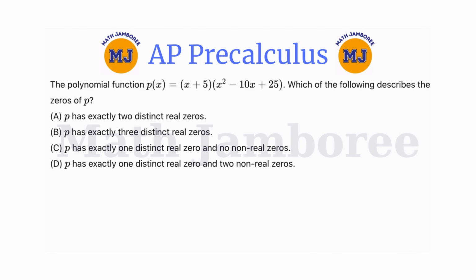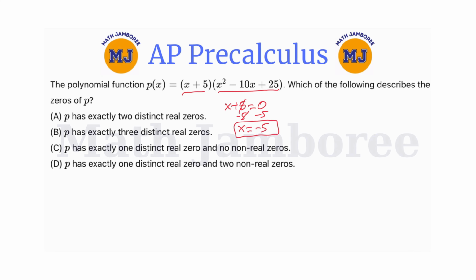So, to find the zeros of a polynomial, we will make the factors equal 0. There are 2 factors here. Separately, we will make them equal to 0 and solve for x. Taking away 5, x equals negative 5.